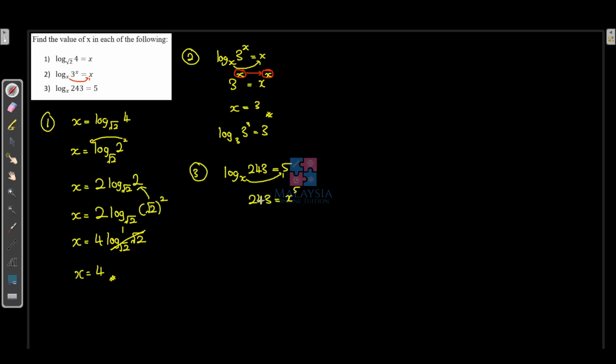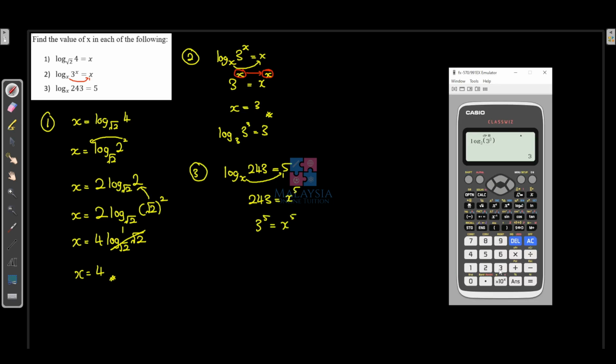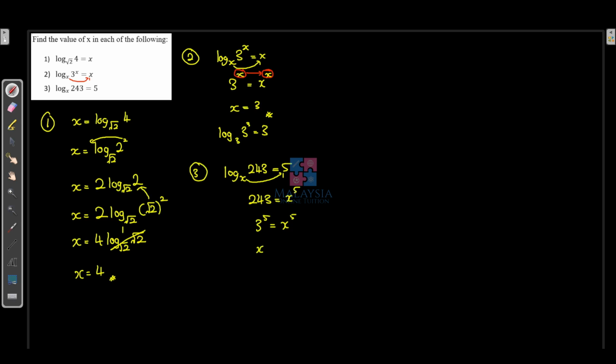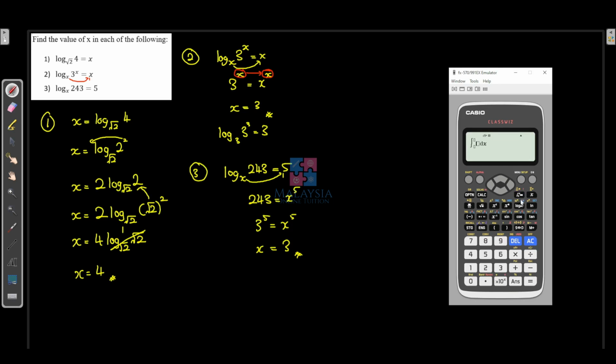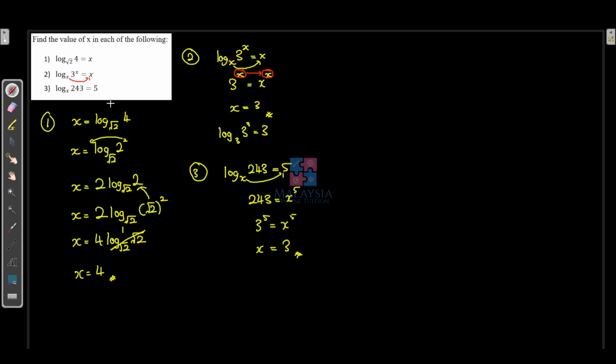If you are familiar enough with this, you know that 3 to the power of 5 is going to be equal to 243. You can check this one: 3 to the power of 5 equals 243. So that's why your answer for x is going to be equal to 3. So let's check whether it is correct or not. Log base 3 and then inside is 243, you will get 5 as you can see there. So these are the final answers for question number 1.